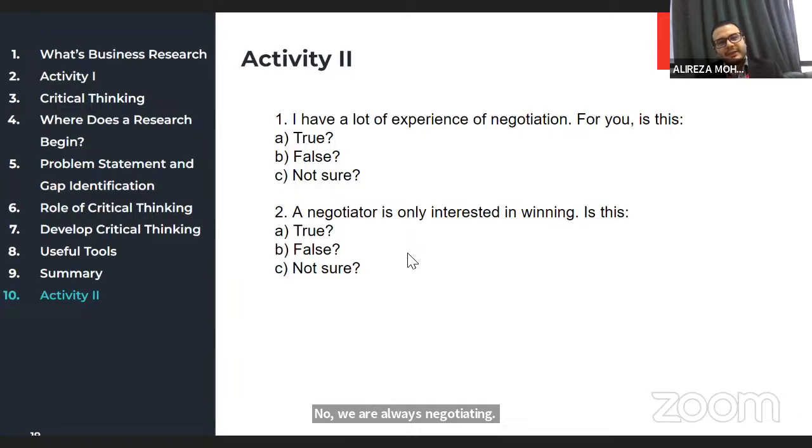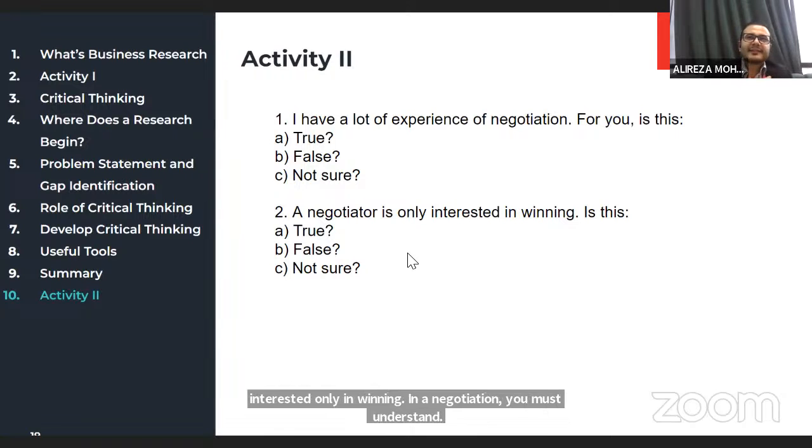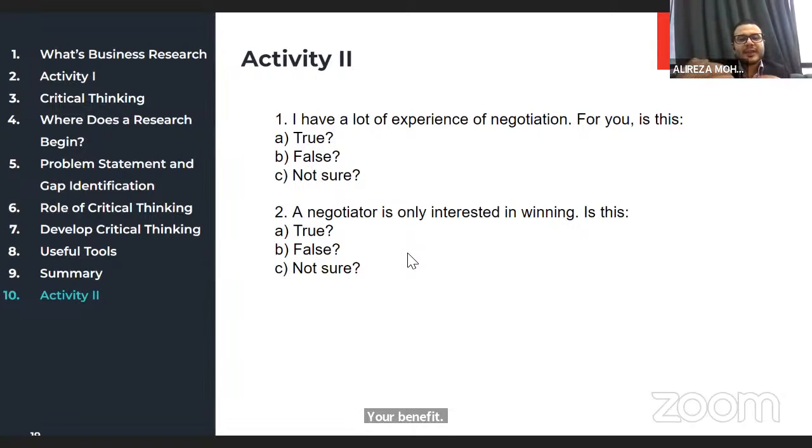Question number 2: A negotiator is only interested in winning. Is it true? No, it's not true, because as a negotiator, it's not a good idea to be interested only in winning. In a negotiation, you must understand your benefit and the partner's benefit so you can meet halfway.